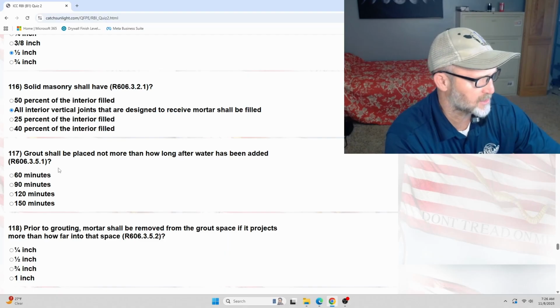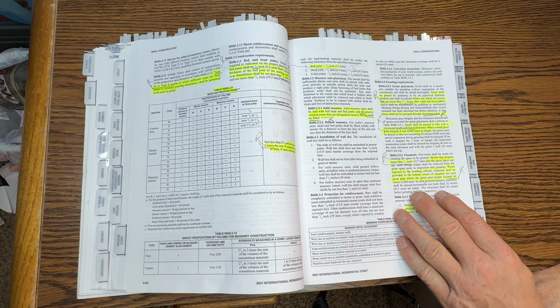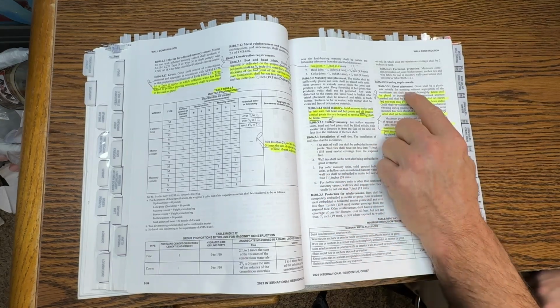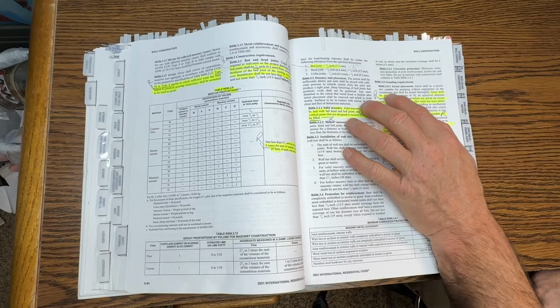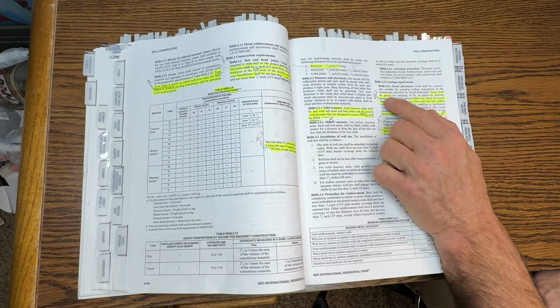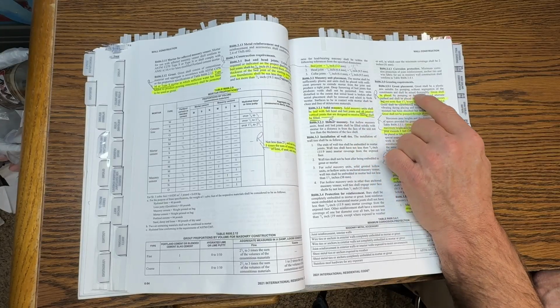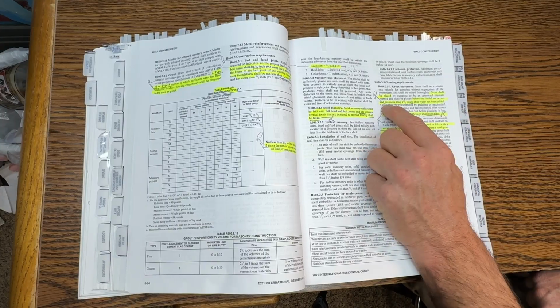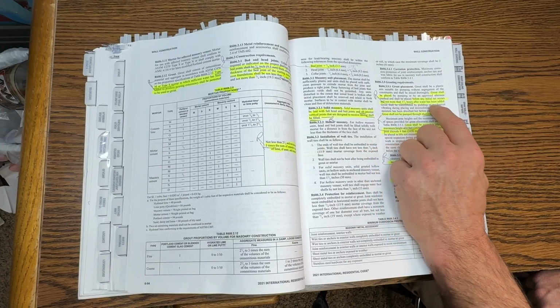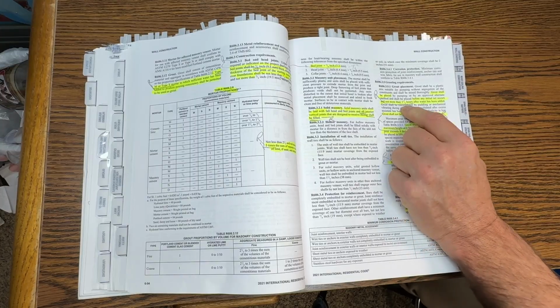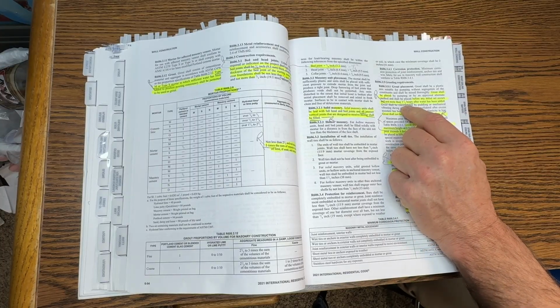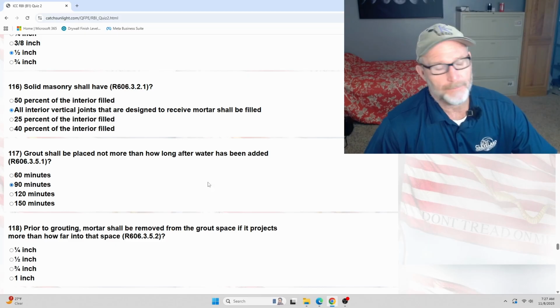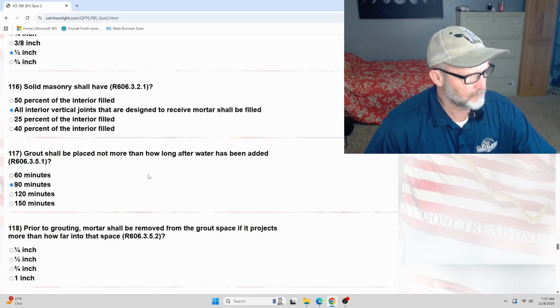Let's read 606.3.5.1, grout placement. Grout shall be a plastic mix suitable for pumping without segregation of the constituents and shall be mixed thoroughly. Grout shall be placed by pumping or by an approved alternate and not more than 1.5 hours after water has been added. So you're allowed 90 minutes. You go past 90 minutes, can't do it. So just keep that in mind when you're using it.